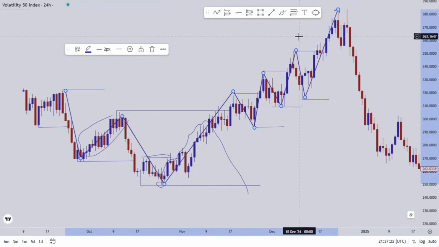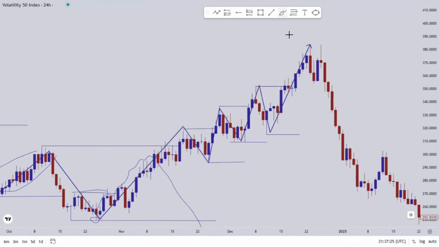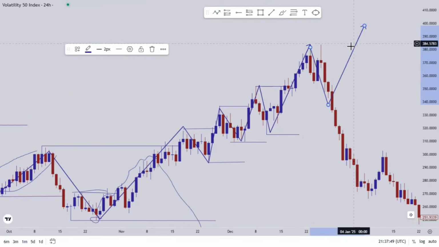is the continuation. Why am I not taking this particular point here as a valid pullback? It is just one candle movement. We don't take one candle movement as a valid what? Pullback. So we'll maintain this and we'll be expecting this market, if this market is here, to pull back to some of this imbalance here and continue. That will be our expectation.